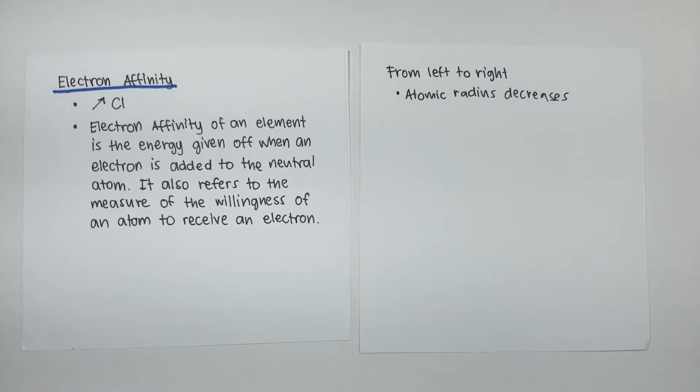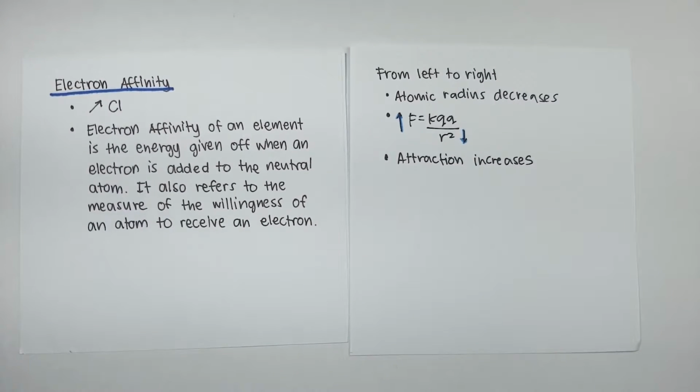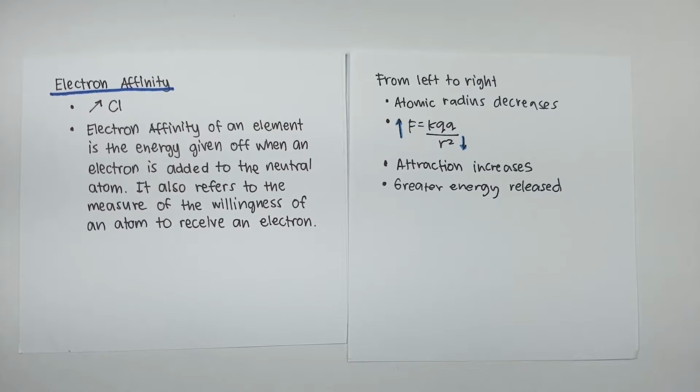So from left to right, di ba increasing? So from left to right, atomic radius decreases. So F equal to kQQ over R squared. So kapag mas maliit ang distance, mas malakas yung attraction. And kapag mas malakas yung attraction, mas greater yung energy released. And kapag mas malaki yung energy released, mas malaki yung electron affinity niya.